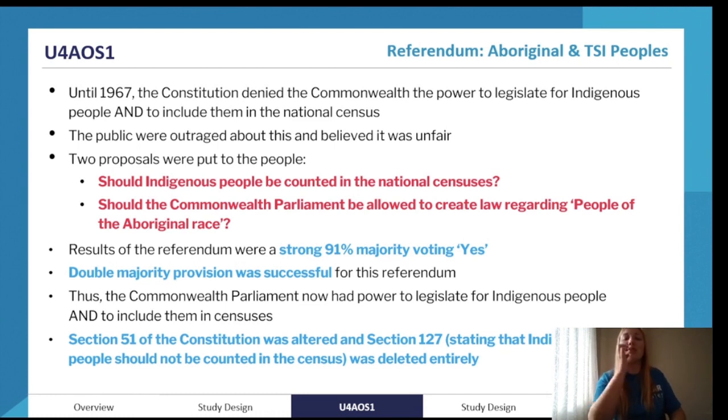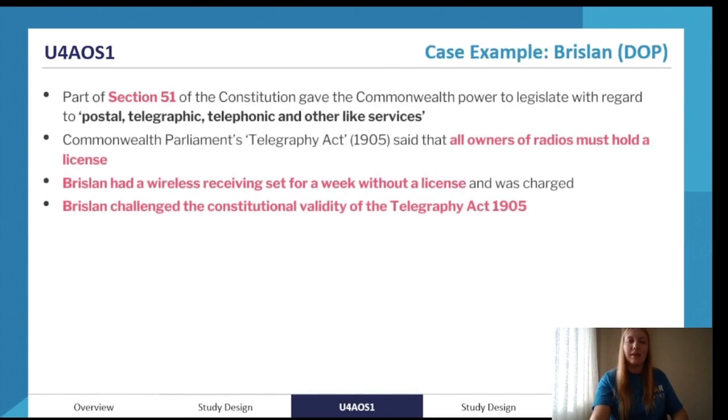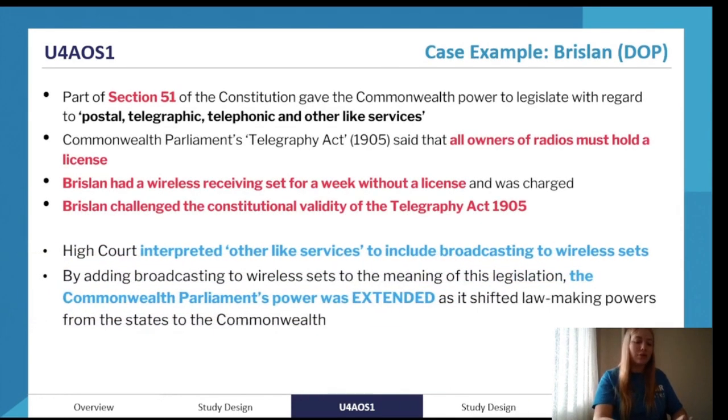Sorry, Section 127 was deleted entirely, where it just said that they wouldn't be included in the national census, and Section 51 allowed them to legislate for Indigenous people because of the alteration. So remember what happened to the sections as well. And we'll look at a case in relation to the division of powers as well.